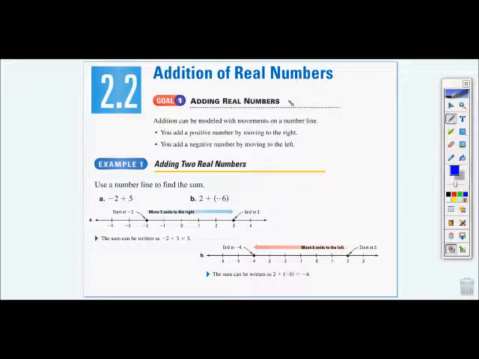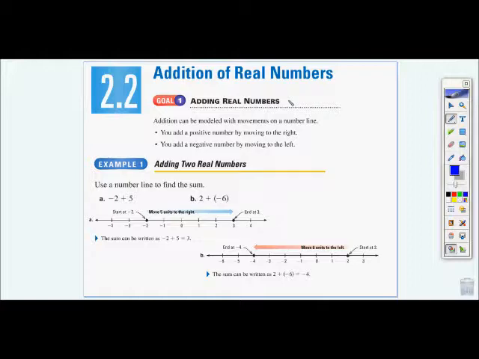Unit 2 is all about addition of real numbers. We're going to first talk about it with the number line. Now, I don't expect you to draw number lines all the time, but by visualizing them, it might make things a little bit easier to understand. So in example 1, they're actually going to show you that.